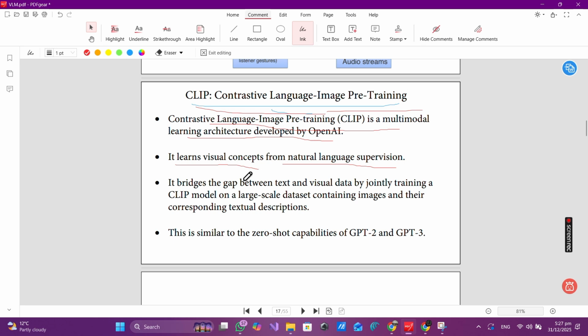Think about it: when we are teaching someone, if we teach through visuals, through images, not just through text, it would give better understanding. Only through text or only through images is less effective. The better approach is to use visual concepts together with natural language supervision. So CLIP did kind of the same thing.